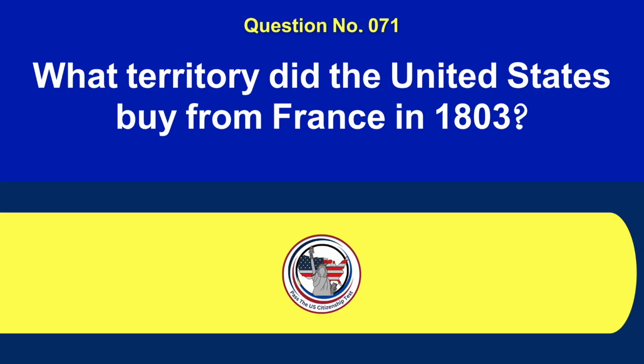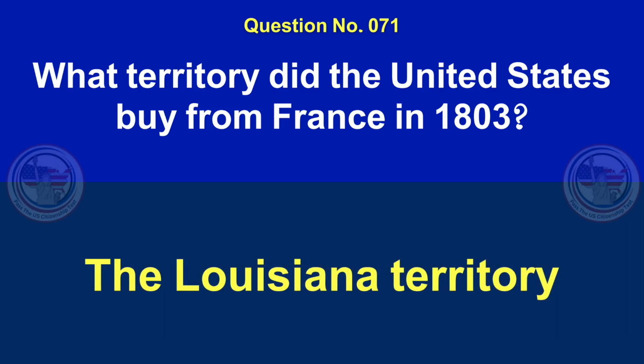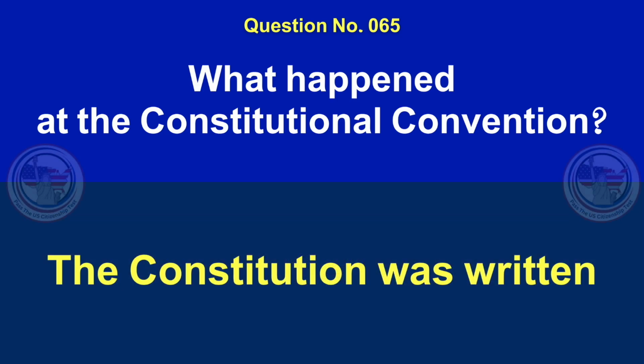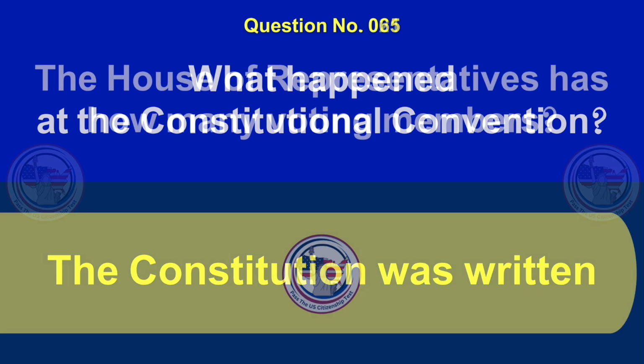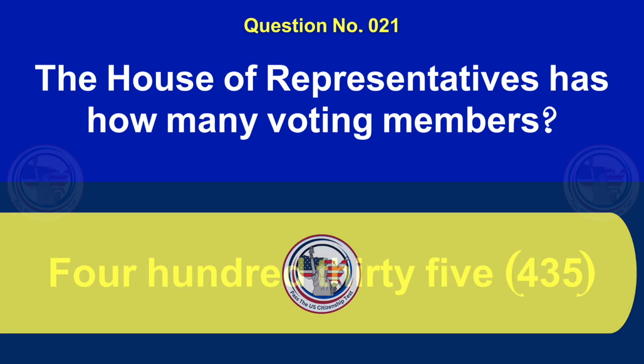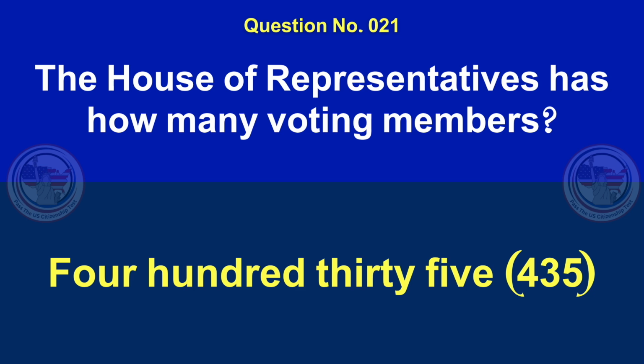What territory did the United States buy from France in 1803? The Louisiana Territory. What happened at the Constitutional Convention? The Constitution was written. The House of Representatives has how many voting members? 435.